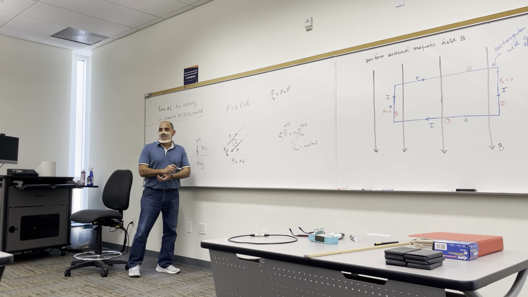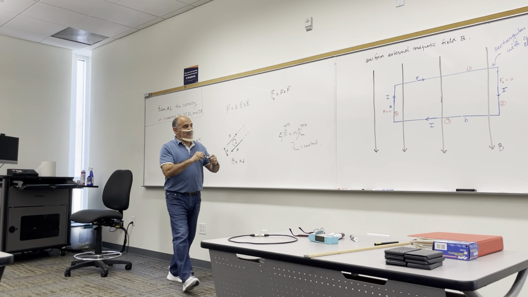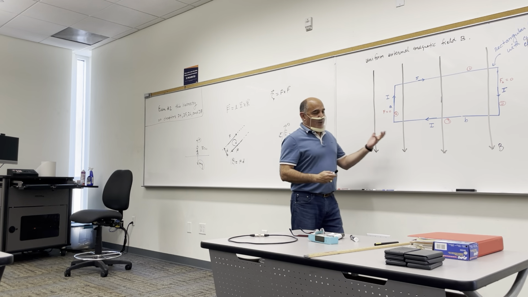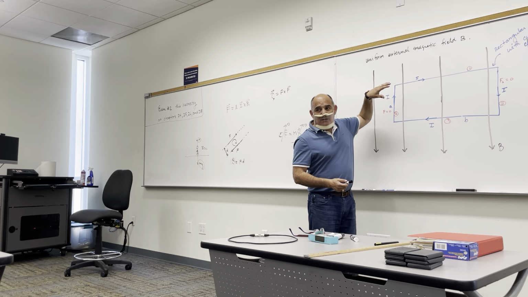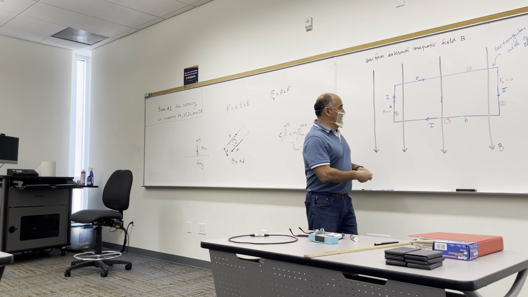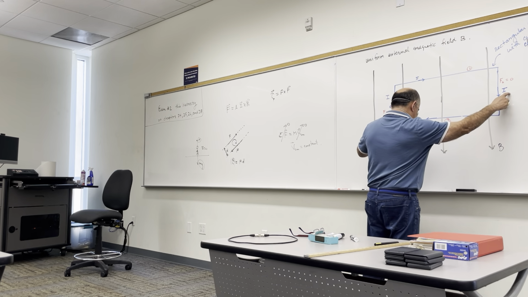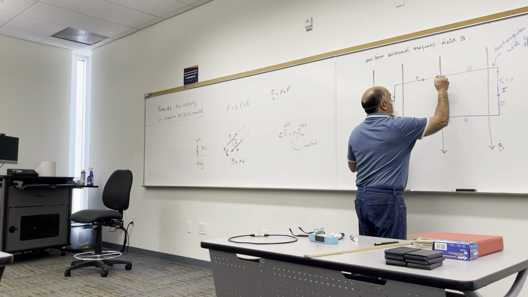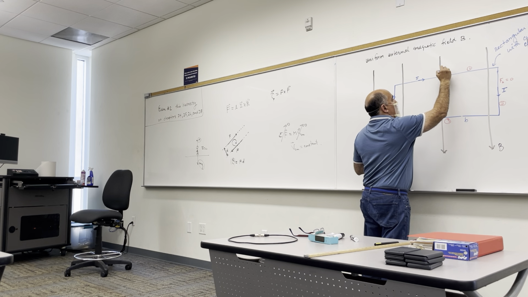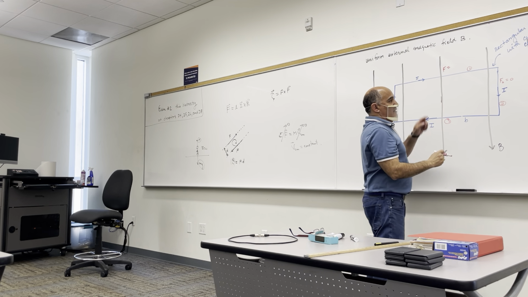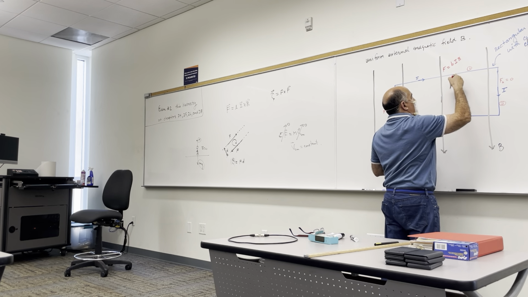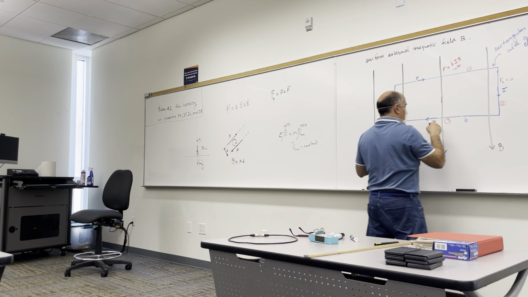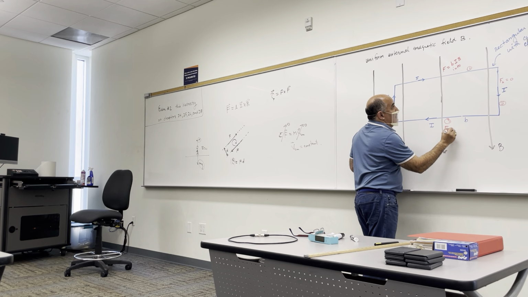So if you want to know quickly what is the torque that this magnetic field exerts on this loop, then you say the force on this is 0, the force on that is 0, the force on segment number 1 is I, B, capital B, and it's into the board. While the force on segment number 3 is the same magnitude, IB, but it's out.